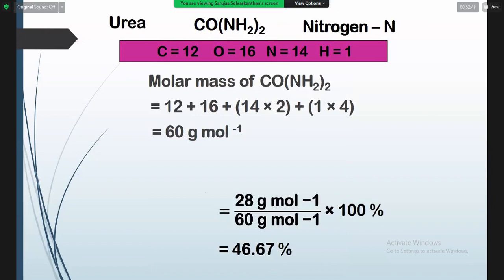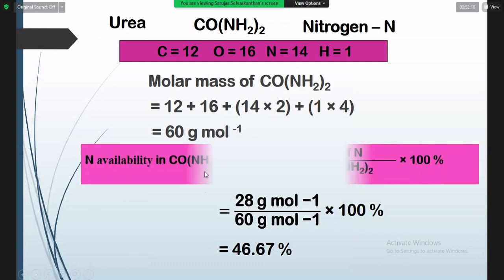Okay, here we have 2 nitrogen because of CO(NH2)2. This 2 is only for H, but this 2 is common for NH. That's why there are 2 nitrogen. So we have 14 multiplied by 2, plus hydrogen 2 into 2 is 4, then 1 into 4, then altogether you can sum 12 and 60. Altogether 60 gram mole minus 1. You know that the unit is gram mole minus 1.